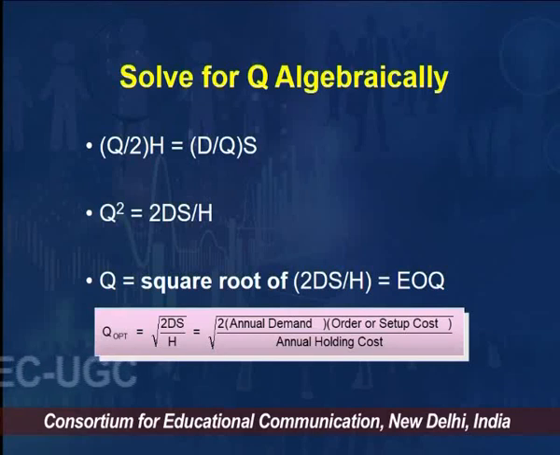Which is equal to the EOQ, economic order quantity. In other words, Q is equal to the square root of 2DS upon H, where D is the annual demand, S is the ordering cost, and H is the unit holding cost. So this becomes the formula for EOQ, or economic order quantity. It's simple to calculate.